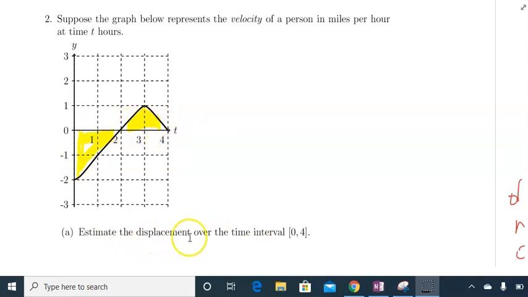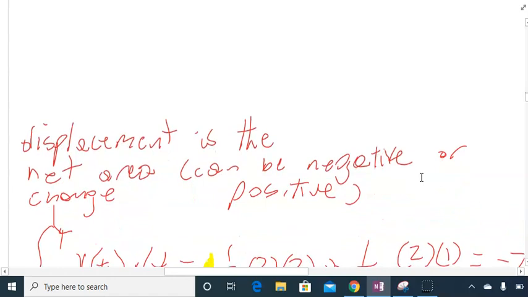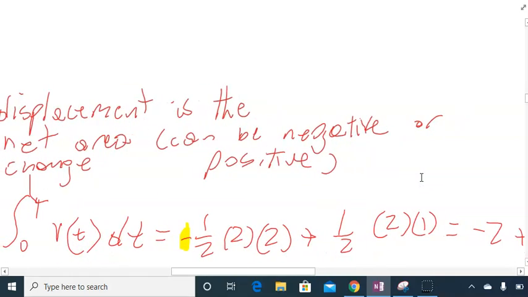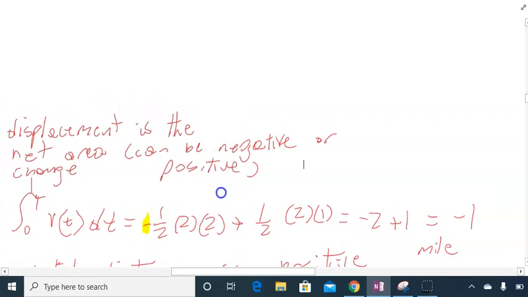I want to calculate the displacement. Displacement is the same as your net change. Remember we talked about a net change theorem there, and net change is displacement. So I wanted to find the displacement over the interval 0, 4. Now displacement can be positive or it can be negative, because it's a net area. Okay, so let's take the integral between 0 to 4 of your velocity function. Let's call it v of t dt.